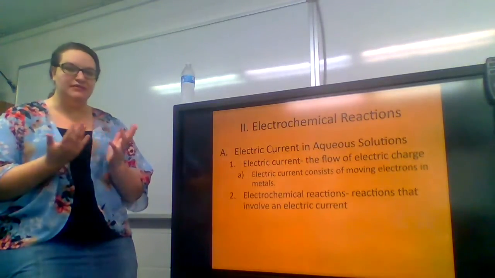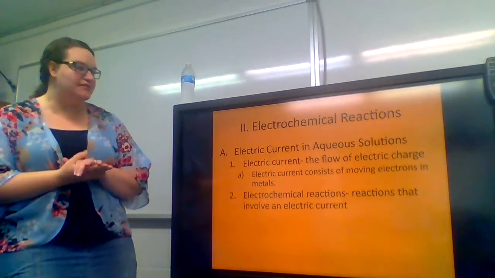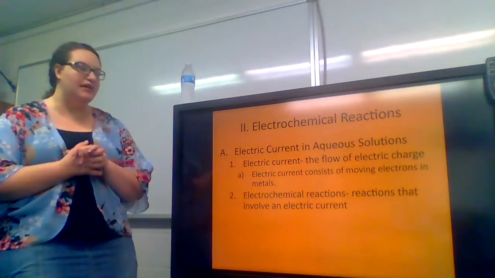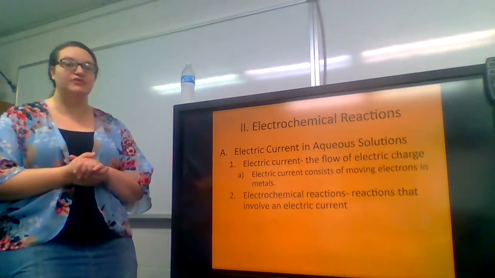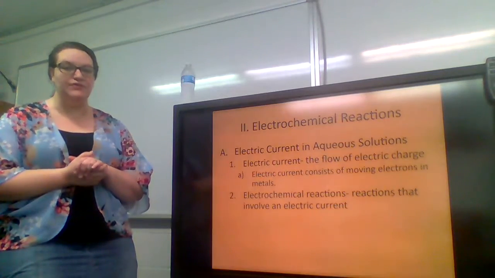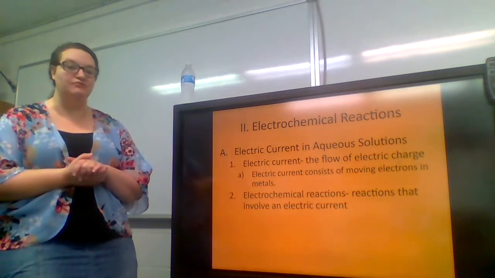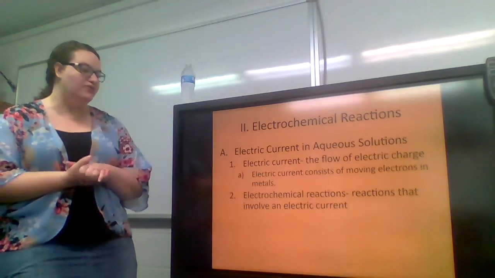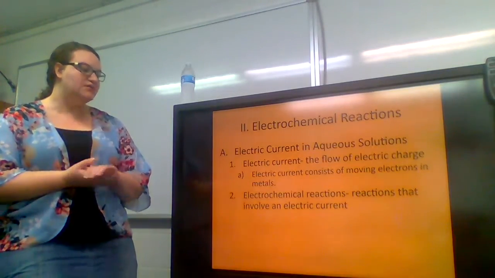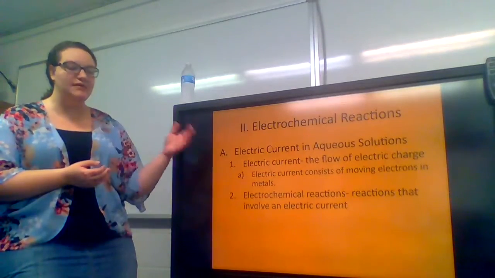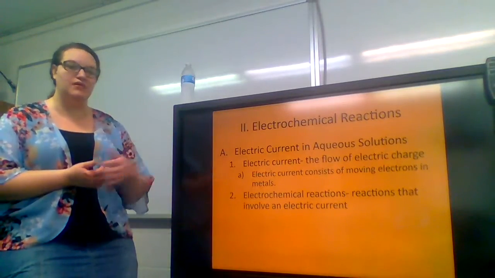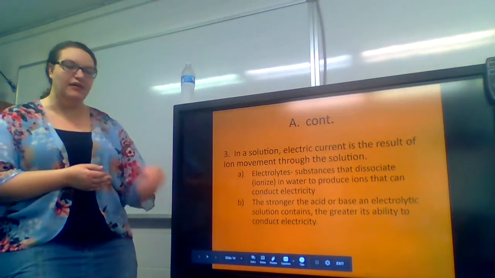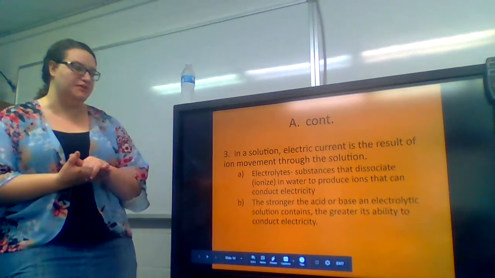Okay, it's pretty basic. Electric current consists of moving electrons in metals. In order for there to be a current, there has to be electrons moving somewhere. Okay, you cannot have a current if there is not electron movement. Electrochemical reactions, these are reactions that involve an electric current. So electrochemical reactions typically tend to take place in aqueous solutions. All right, any solution, and again, we're dealing with aqueous solutions here.